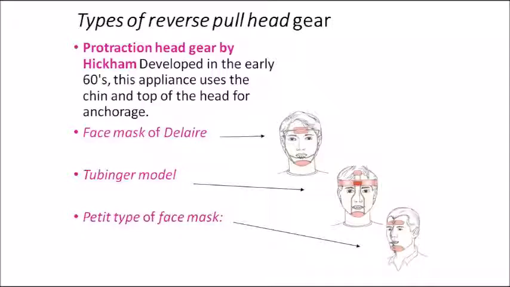So far we have seen three types. One is your Delaire type, which had a square framework, the Tübingen model, which had two metal rods running in the midline of the face, and the Petit type of face mask, which has a single rod running in the midline of the face. The advantage of the Petit mask is that adjustments can be made in the forehead, chin cup and the crossbar so as to suit the patient.